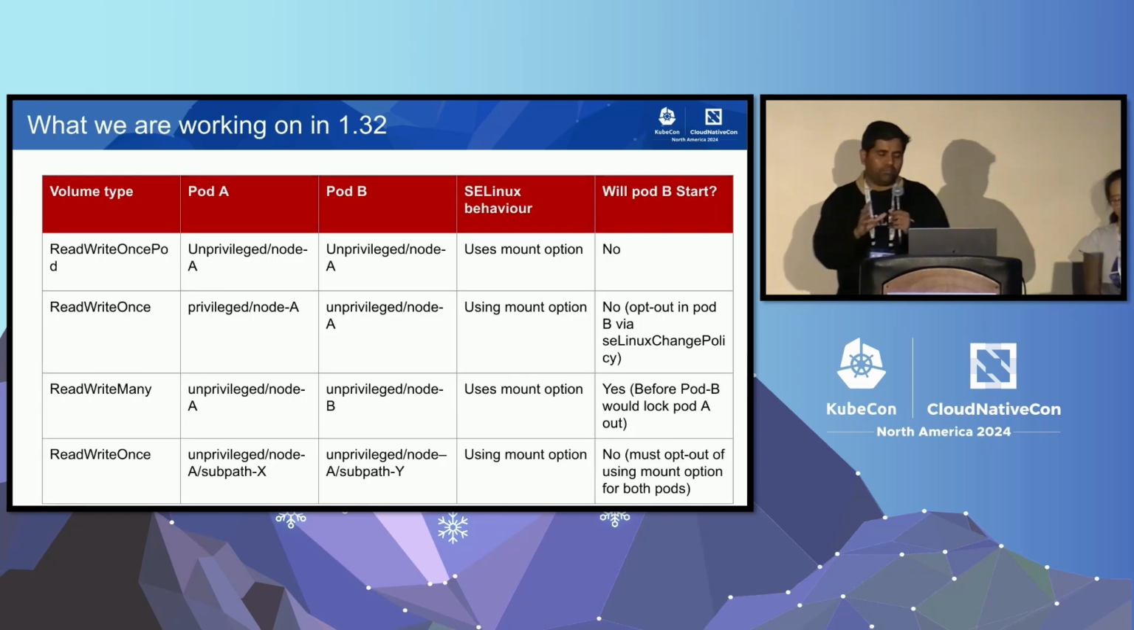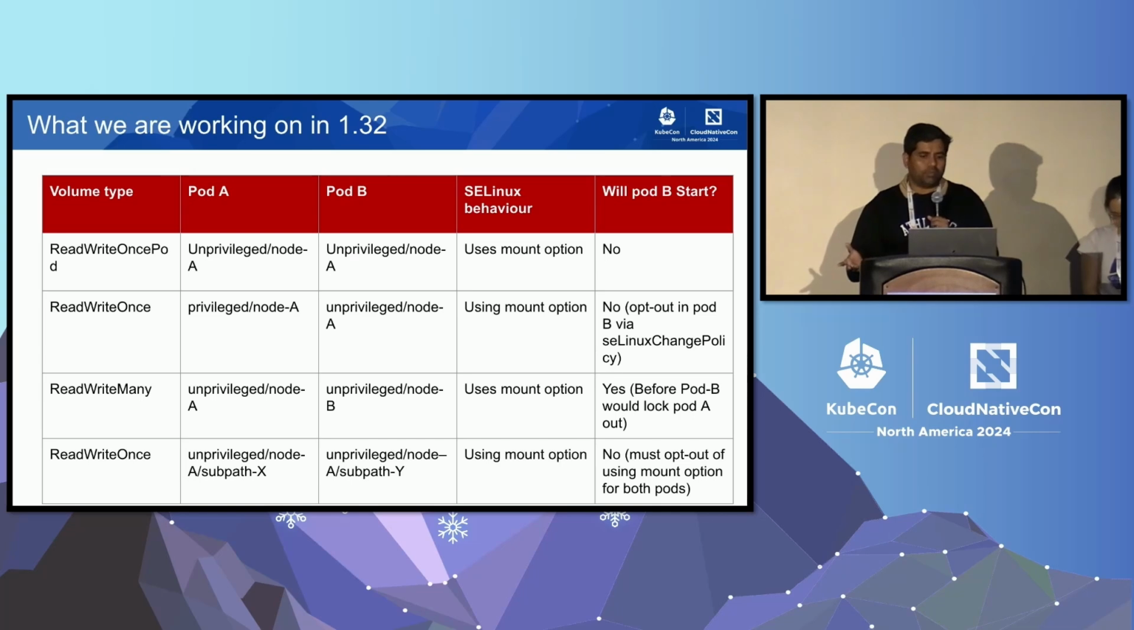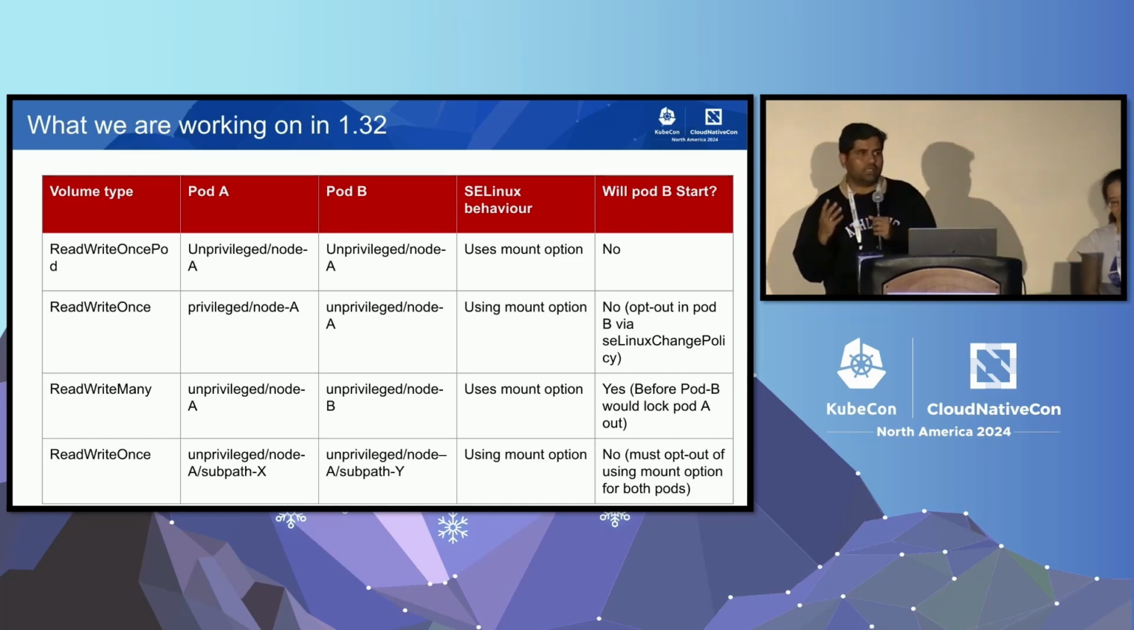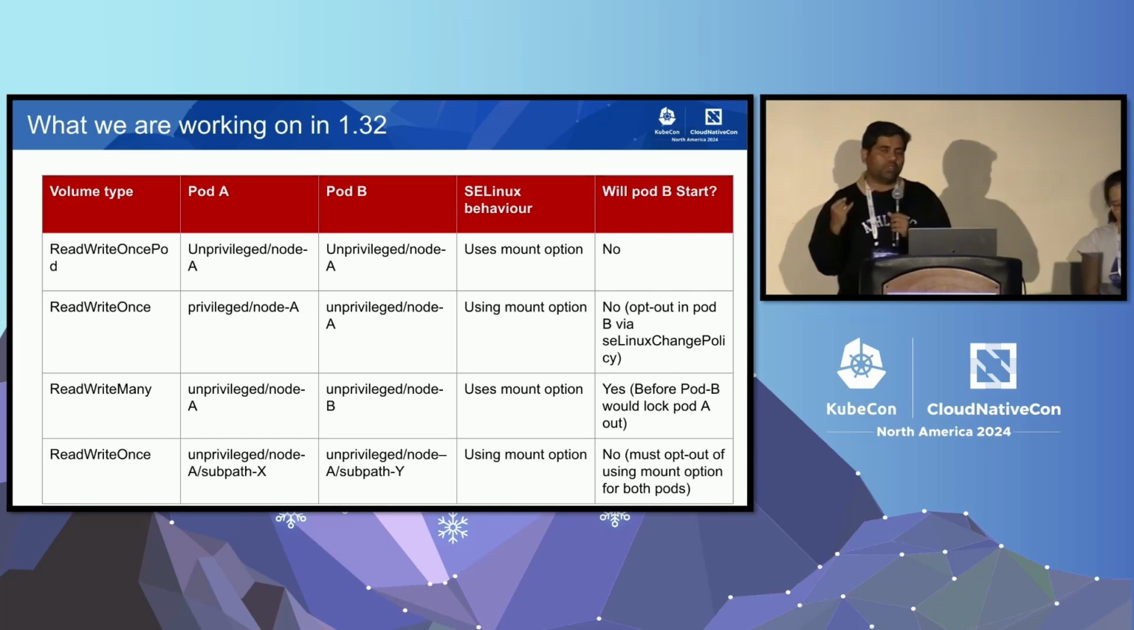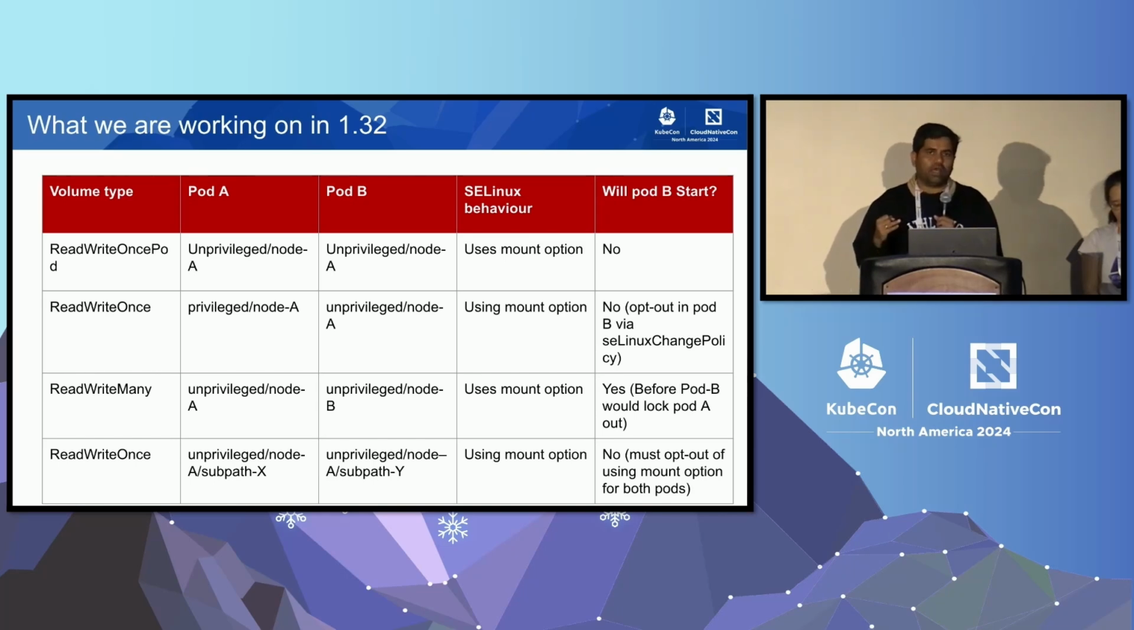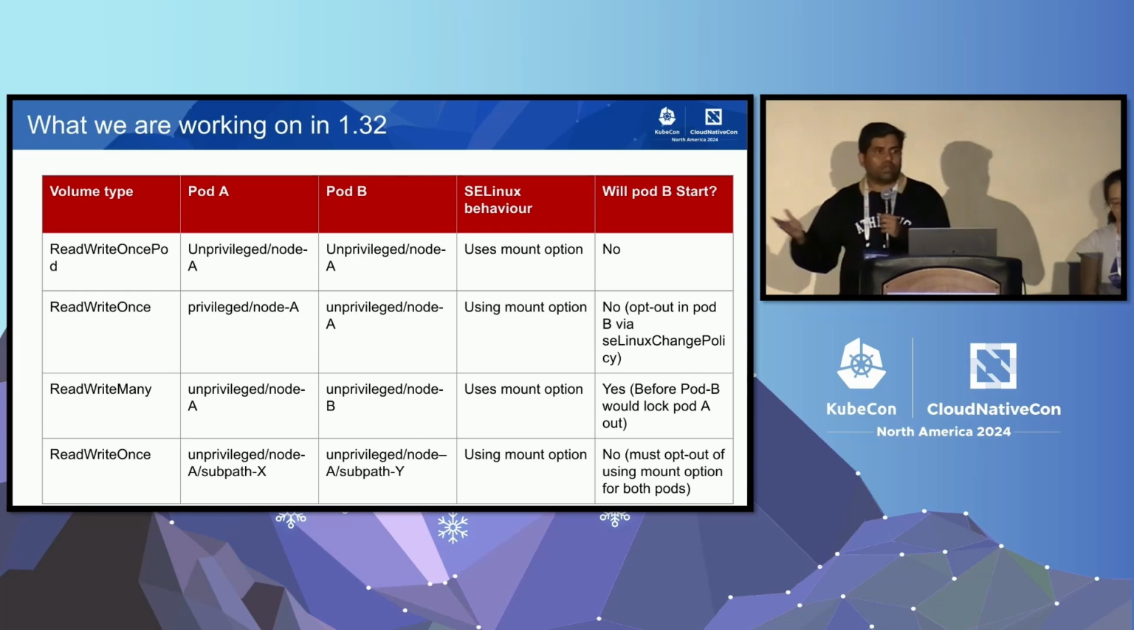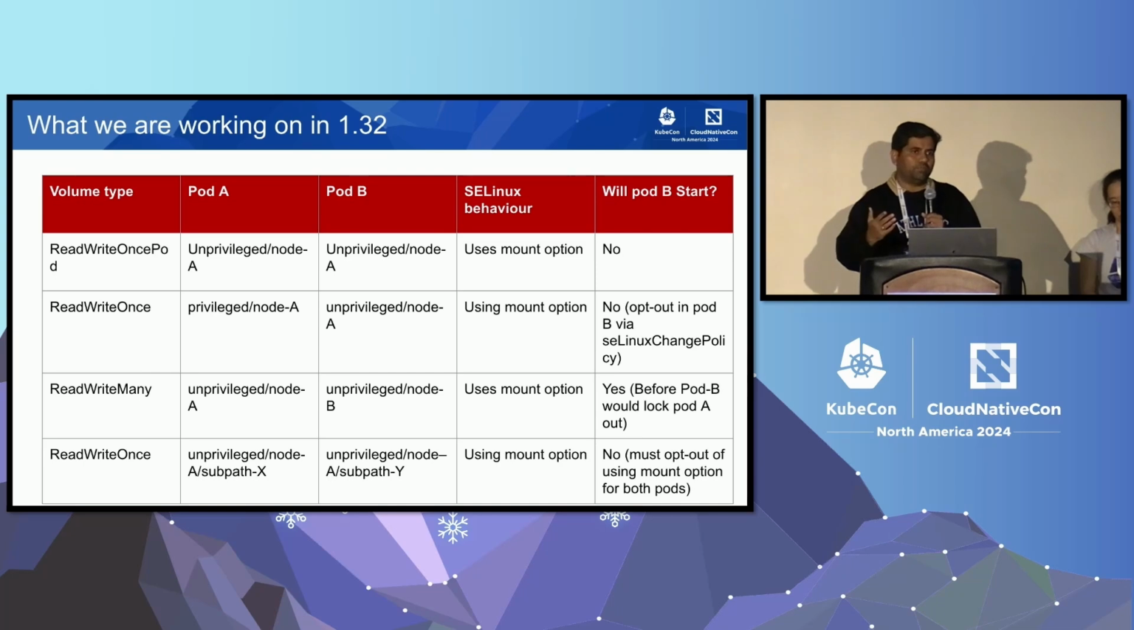So this is a brief table of what could potentially break. I don't want to get into too much detail of it, but essentially, if there's a potential that your pod will be broken once the SELinux mount feature becomes default, then you should get metrics, you should get alerts, and it will be documented to help guide you through this process. And obviously, if you don't want to use this feature, you can opt out of this by setting the SELinux change policy to Recursive so that it goes back to previous behavior.